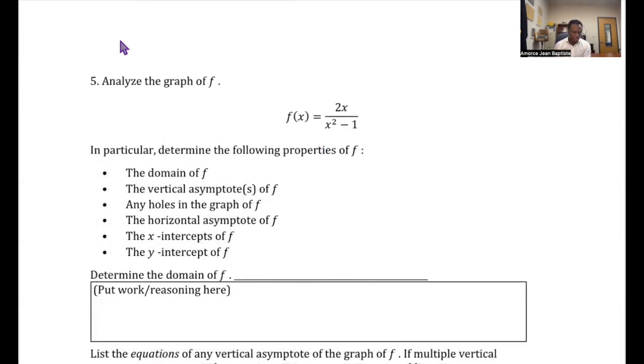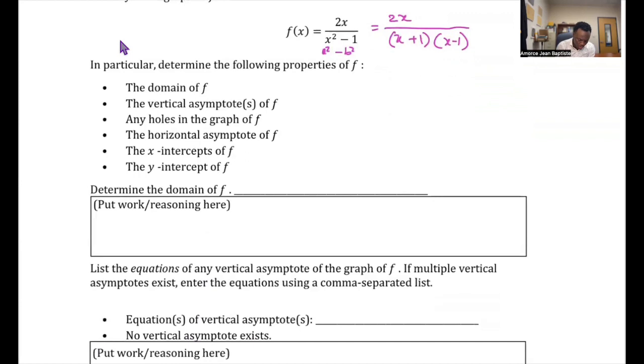Now, the next example, we're going to do the same thing, but the only difference now is that we see that the degree of the numerator is less than the degree of the denominator. And also, you can see how the denominator can be factored. The top is the same, but it's a squared minus b squared. So that's x plus 1, x minus 1.